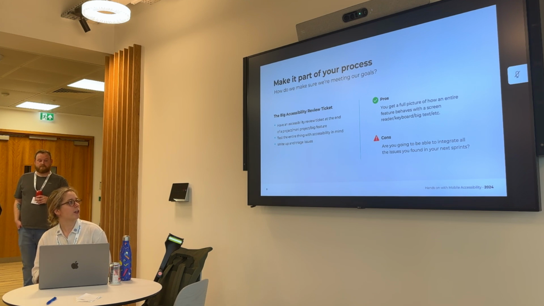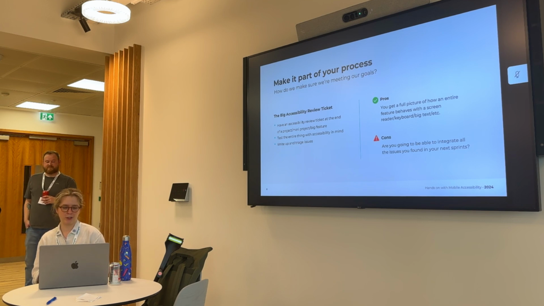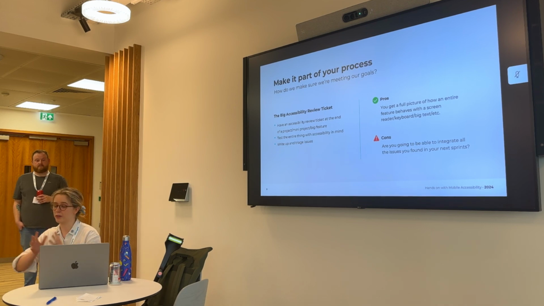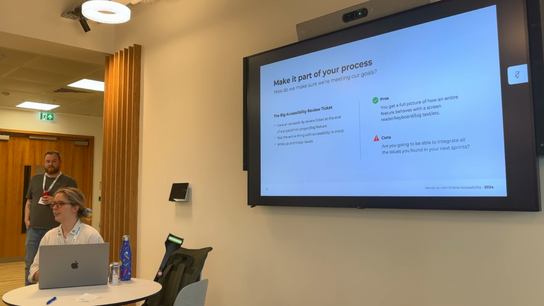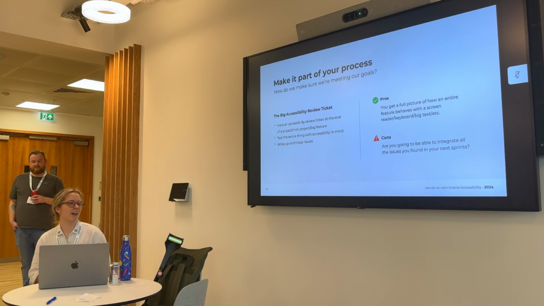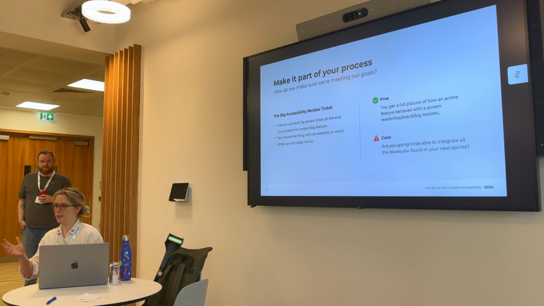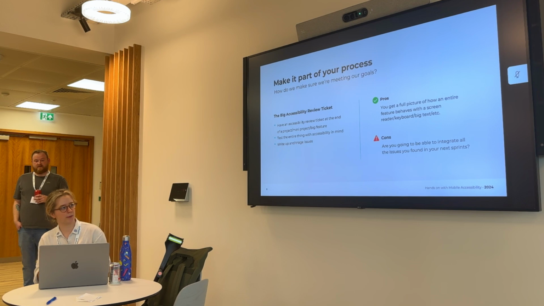One of the things that I see quite often, that's quite common, is the big accessibility review ticket. You might be familiar with this. This is when you finish an entire project or an entire mini feature or an entire big feature or whatever it might be. And at the end of this huge array of sprints, you go, OK, let's test everything with accessibility in mind. And then it will write up and triage issues. And this has its place. I would keep this. I think this is good sometimes.